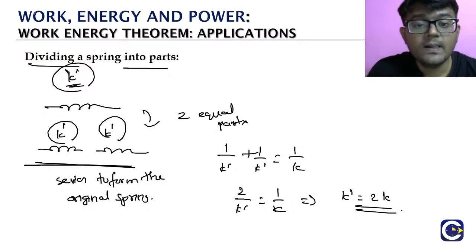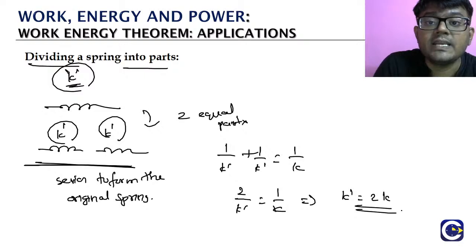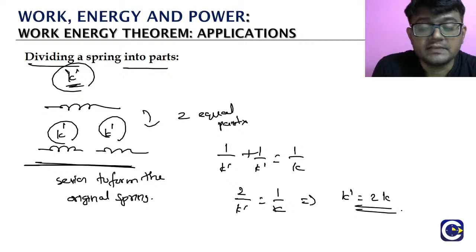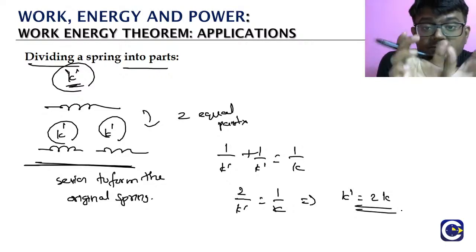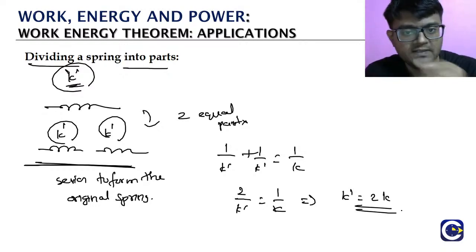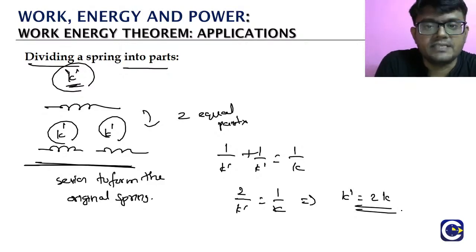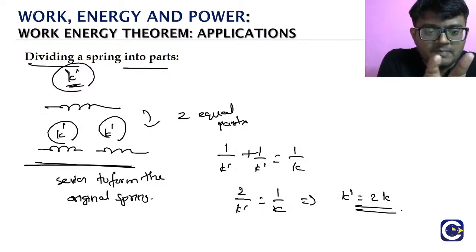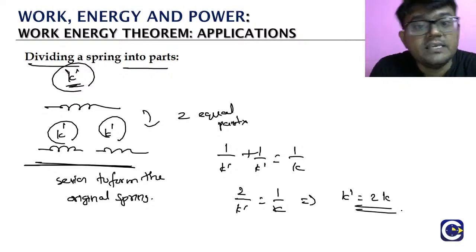Interesting, because when you cut the spring into two equal parts, the spring constant of each part increases to 2k. So when a spring has a smaller length, the stiffness constant increases. You can observe this practically. If you have a small spring, compressing or expanding it is too difficult. If you have a longer spring, compressing or expanding it is easier.